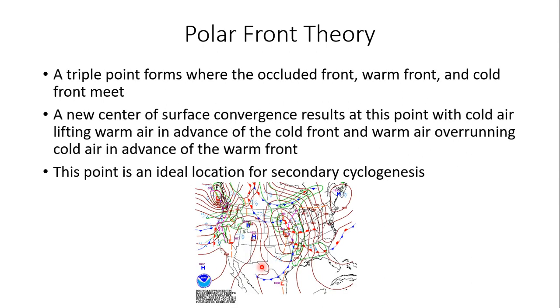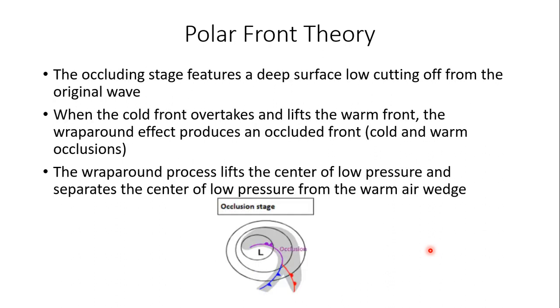Now, there are cases where you can get a triple point that forms where the occluded front, the warm front, and the cold front meet. In this example here, the triple point would be right at this point where the cold front, the warm front, and the occluded front meet. All three fronts meet at this triple point.